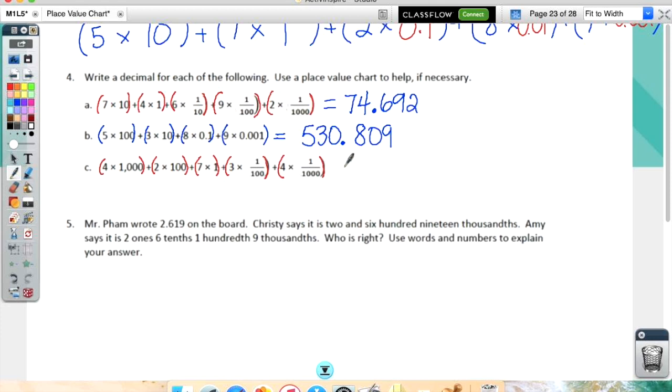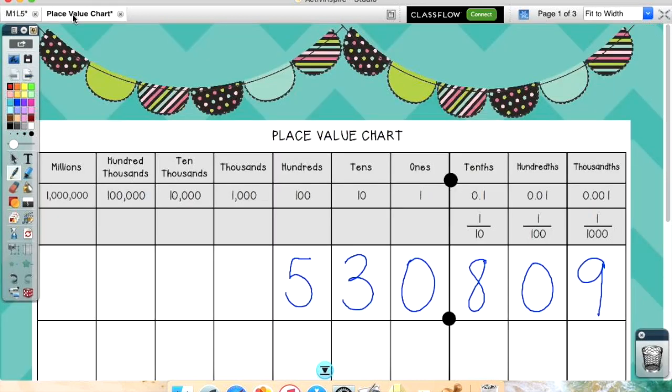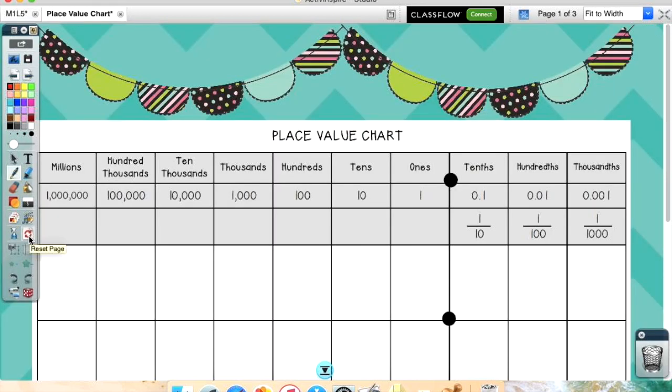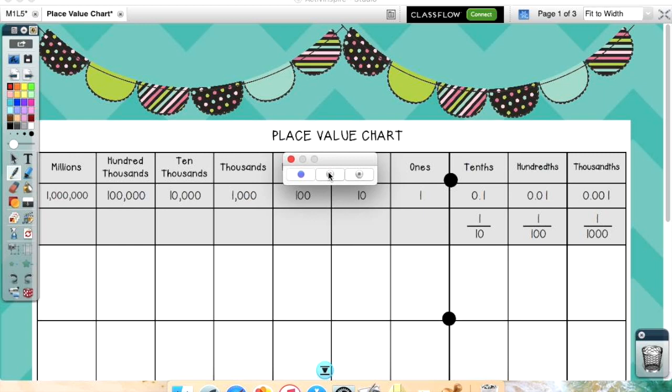Okay, so you try this one on your own. I'm going to pause it while you work on it. So boys and girls, tell me what you wrote on this. No, I don't want the answer. I want to know what digit and what place value you put it in. Go ahead and tell me.